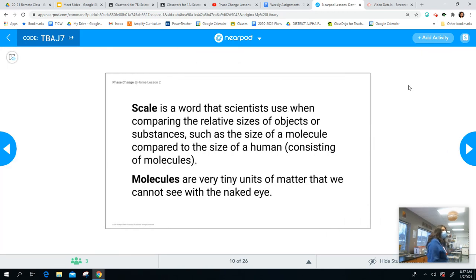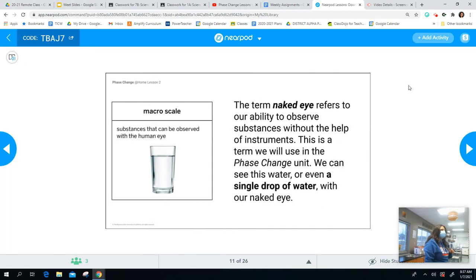Scaling is a word that scientists use when comparing the relative sizes of objects or substances, such as the size of a molecule compared to the size of a human, consisting of molecules. So we're comparing what makes up something compared to the whole thing. Molecules are very tiny units of matter that we cannot see with the naked eye. So they're tiny, tiny, tiny little things.